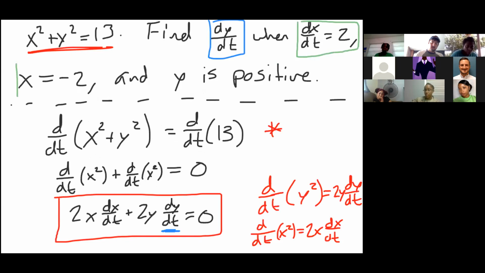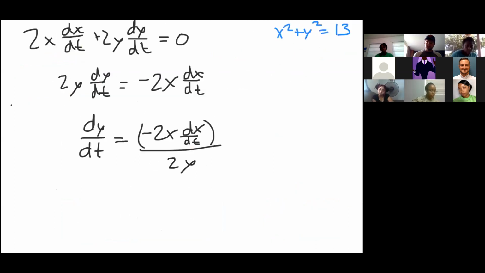I'm considering when x is negative 2. I'm given this slightly vague condition when y is positive. I'm not given the value for y, but y is positive. So let's recap the information when I'm looking at my related rates equation. We know x squared plus y squared is equal to 13. We have dx over dt is equal to 2. X is equal to negative 2. And y is positive.